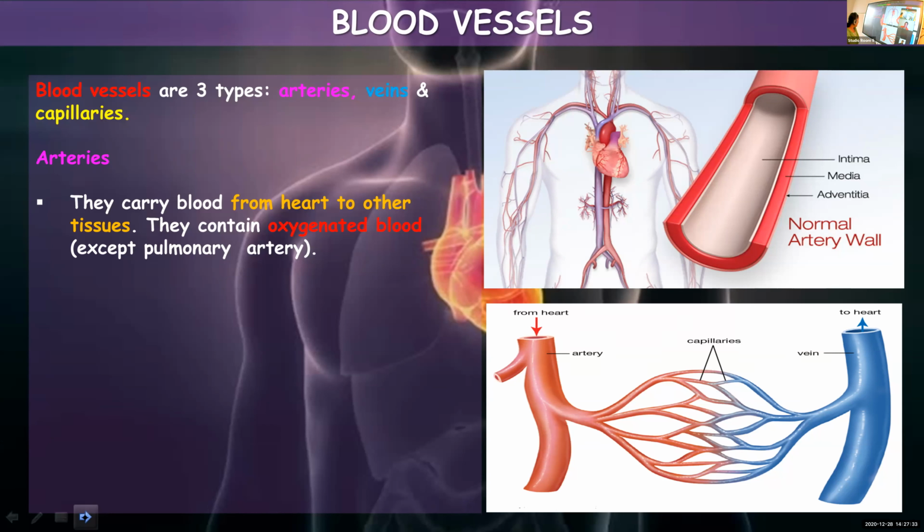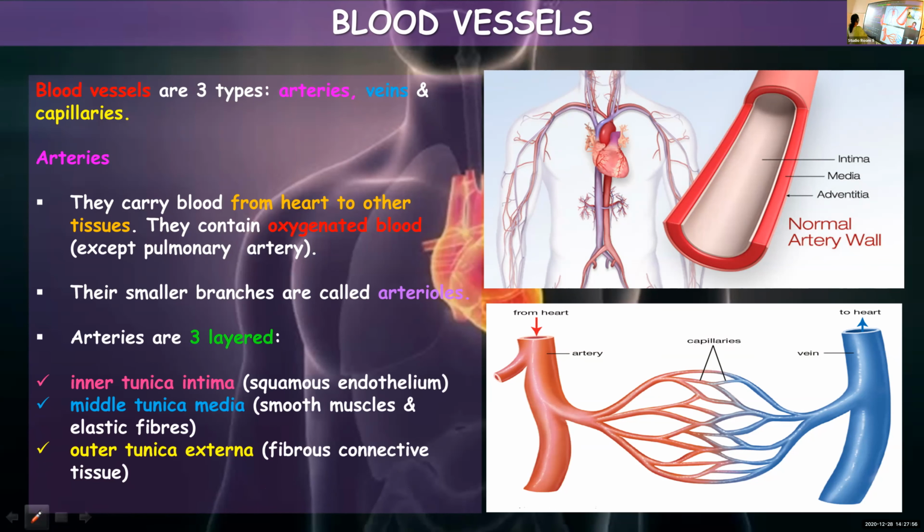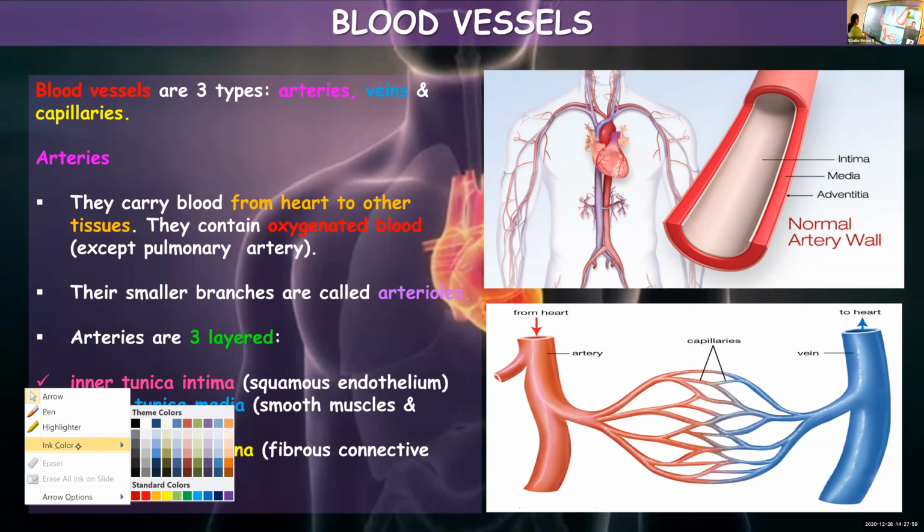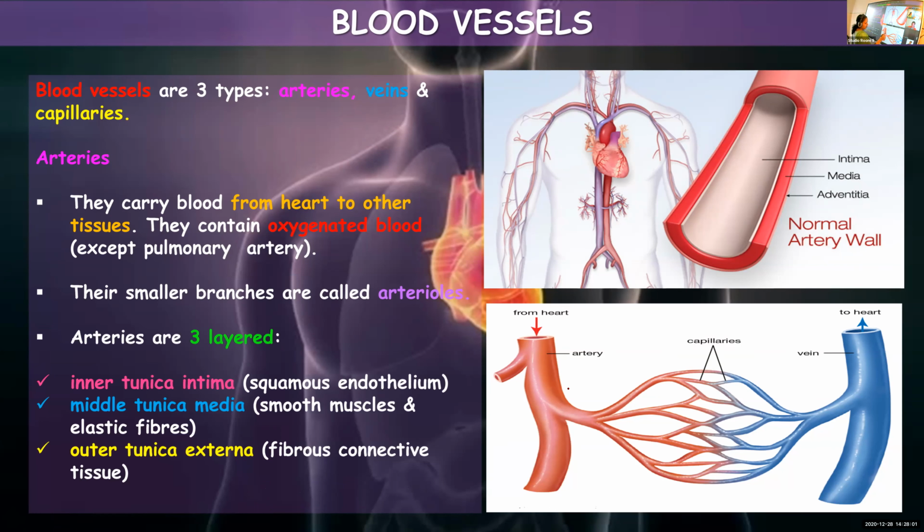Arteries carry blood from the heart to other tissues or to different parts of the body. They carry oxygenated blood except the pulmonary artery. The small branches of arteries are called arterioles. Here you can see the artery branching into smaller vessels. The branches of the artery are called arterioles.